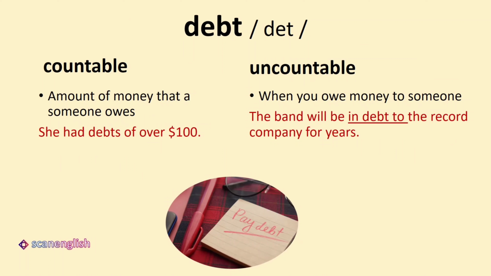Debt. It is countable and uncountable. Countable: an amount of money that someone owes. She had debts of over $100. Uncountable: when you owe money to someone. The band will be in debt to the record company for years.